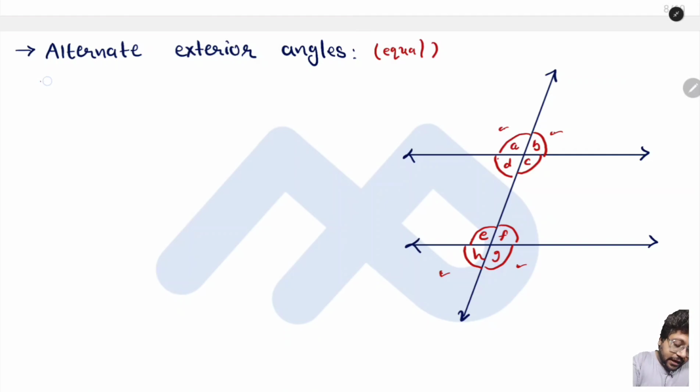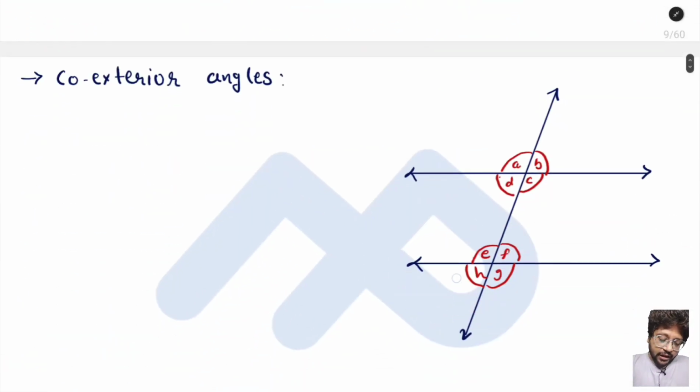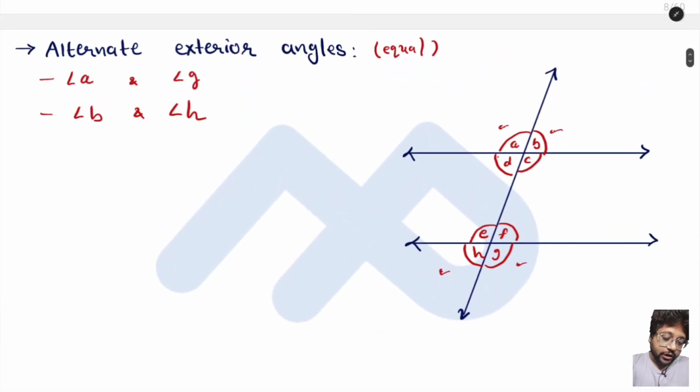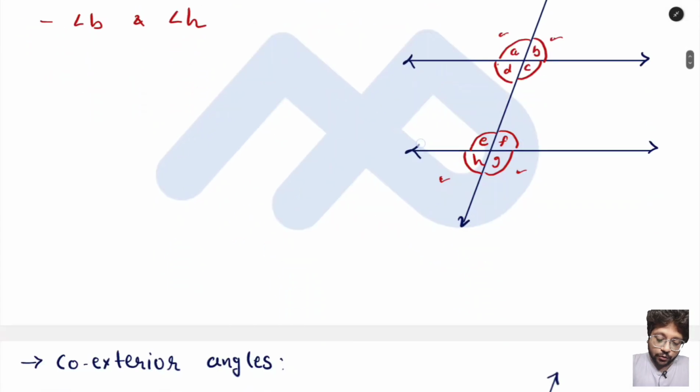Same like alternate interior angles, alternate exterior angles are also equal. So this angle A and angle G, alternate exterior angles. Similarly, angle B and angle H, they are also alternate exterior angles, sorry, this is alternate exterior, not alternate interior, and they are equal to each other.